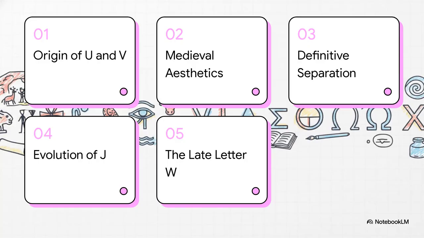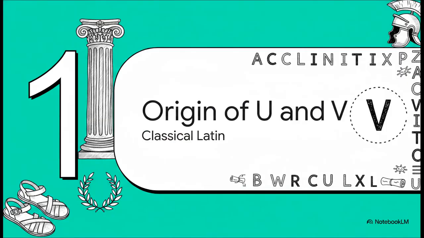Here's the syllabus for our explainer today. We'll be covering the shared origin of U and V, the positional rules of medieval aesthetics, and their definitive separation. Then we'll look at the evolution of J, and finally, the late letter W. Let's kick things off with Section 1, the origin of U and V.